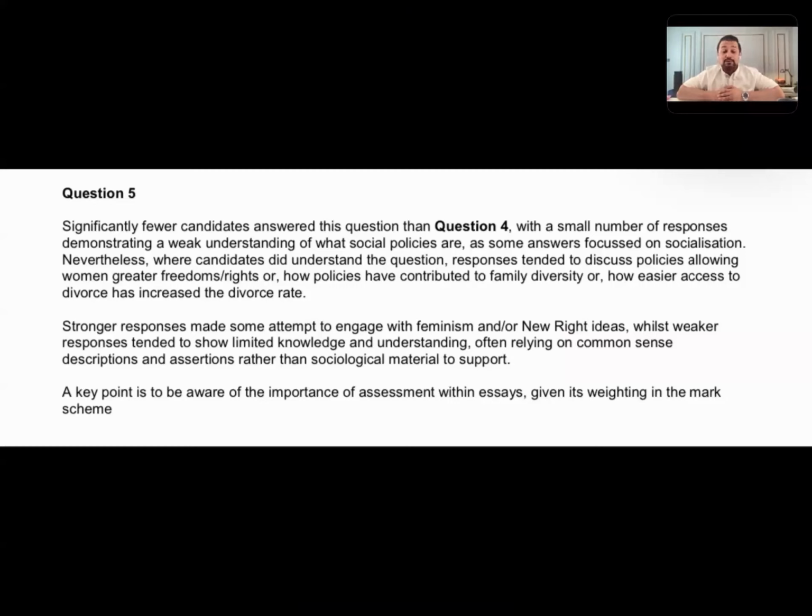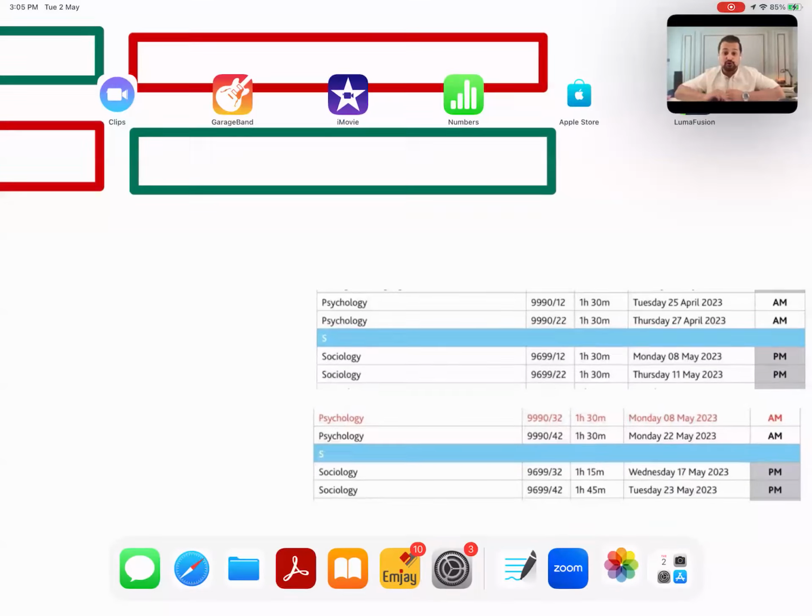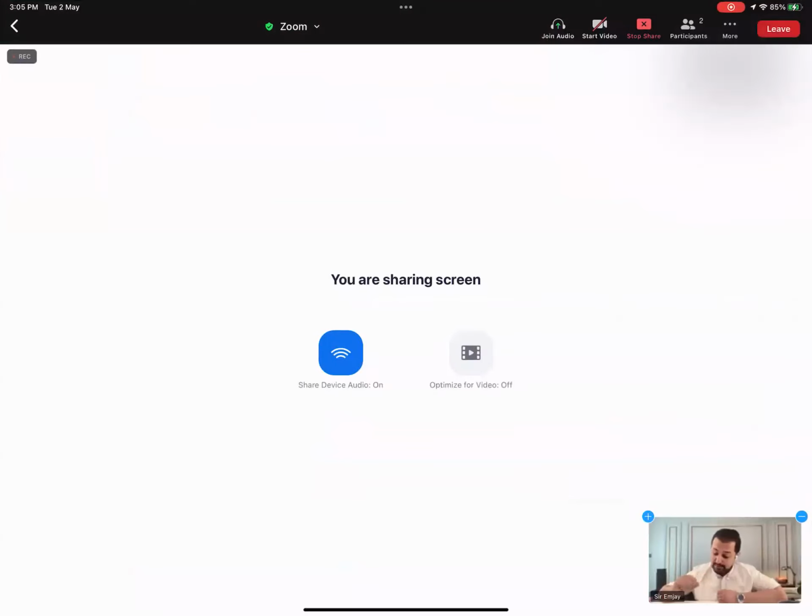Stronger responses made some attempts to engage with feminism, like I said, or the New Right perspective, whilst weaker responses tended to show limited knowledge and understanding, often relying on common sense descriptions and assertions rather than sociological material to support. Again, my dear, common sense assertions would not help you score well.